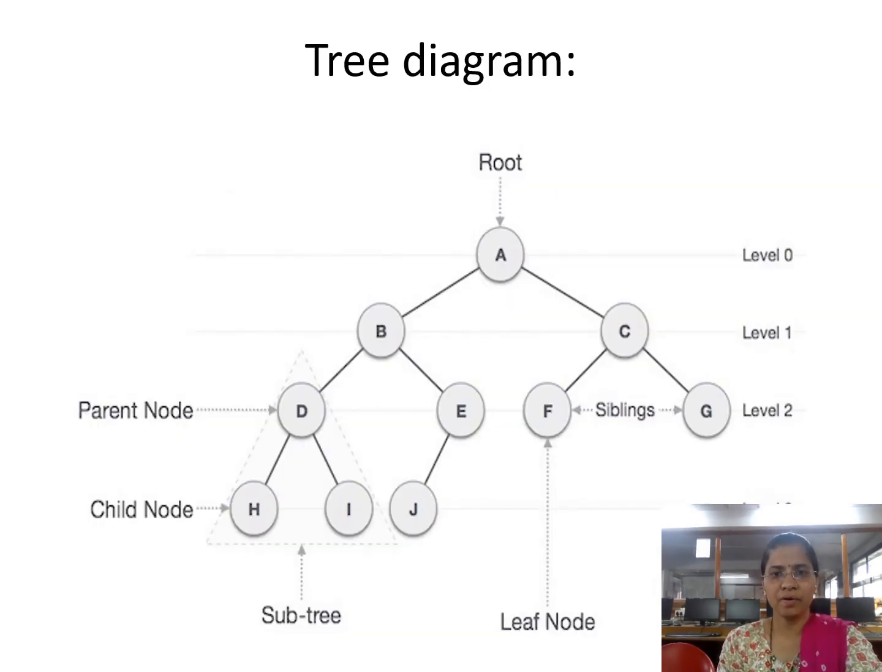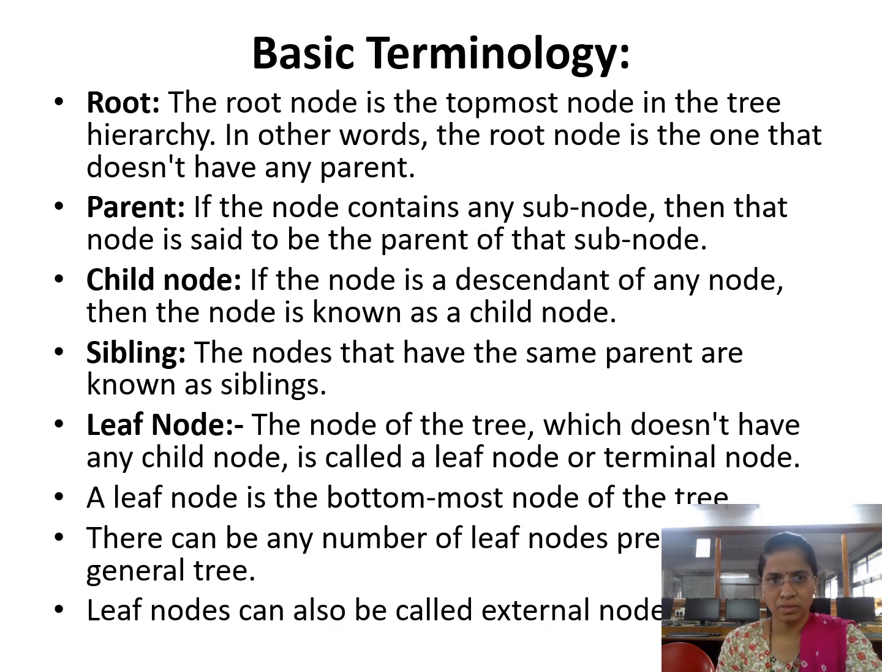So this is the diagram for our tree. We'll see the different basic terminologies of the tree data structure. The topmost element of this tree is known as the root element or root node of the tree. Then there are different nodes given here: parent nodes, child nodes, sibling nodes, subtree, what is meant by leaf node, and what is meant by levels in a tree. We'll see them one by one. So what is meant by root? The root node is the topmost node in the tree hierarchy. In other words, the root node is the one that does not have any parent.